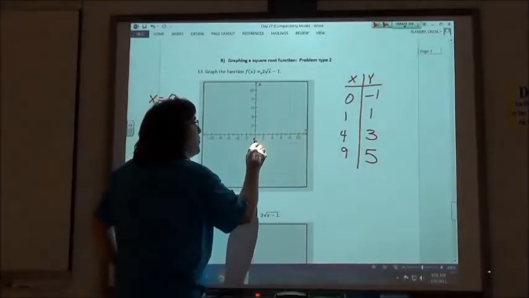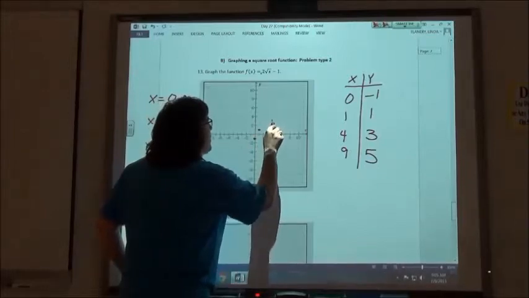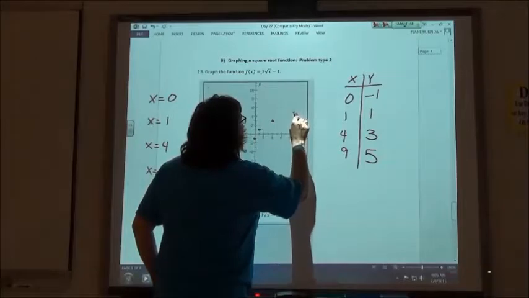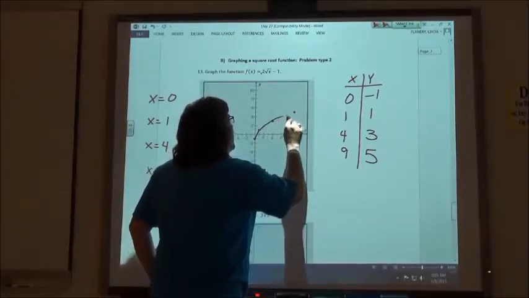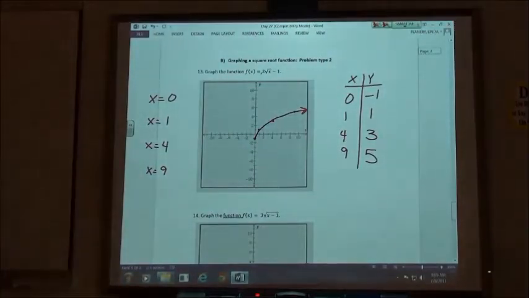0 over down 1, 1 over up 1, 4 over up 3, and 9 over up 5. And our square root function looks something sort of like that.